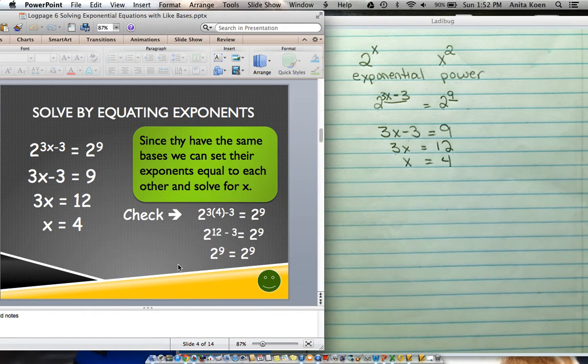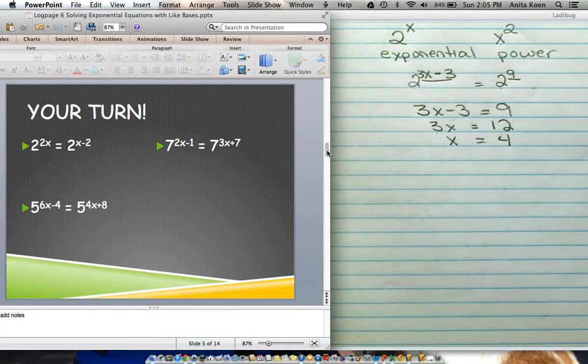What I want you to do now is try these 3 problems. I want you to pause the video, try these 3 problems on a sheet of paper, then come back to the video and check your work.